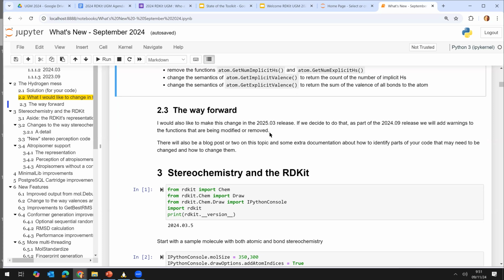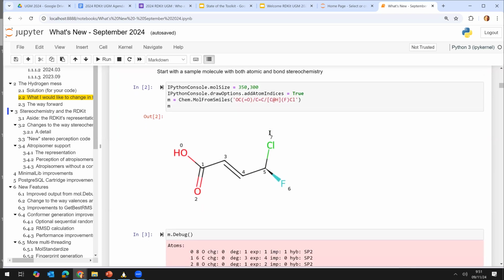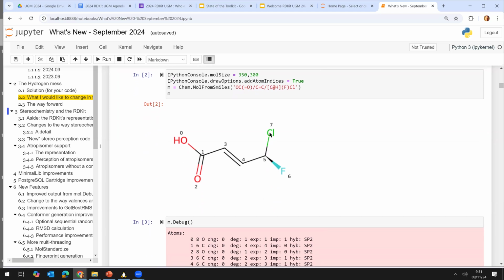The next set of changes is around stereochemistry. I wanted to just quickly give an intro to how stereochemistry works in the RDKit, or doesn't work as the case may be. I'm going to start with works.